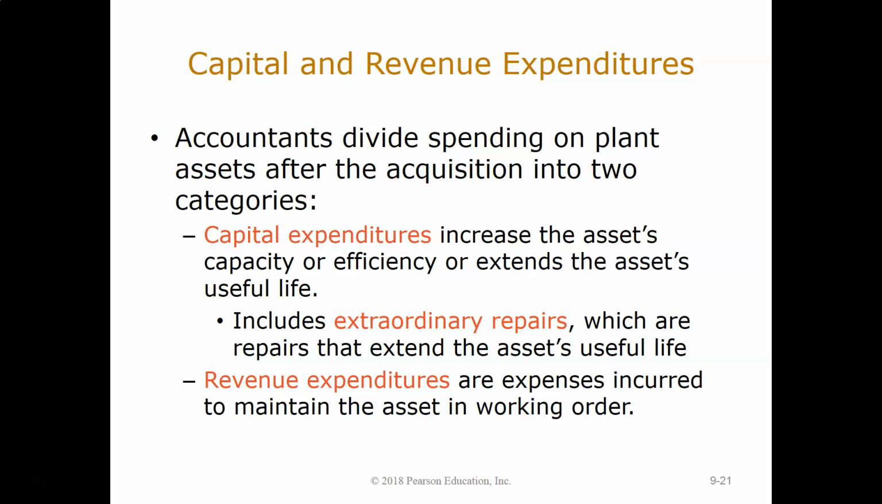Down here it's mentioning extraordinary repairs. Those are very big, substantial expenditures, but the asset's going to last longer. The asset's going to work better. Those items will become capitalized.